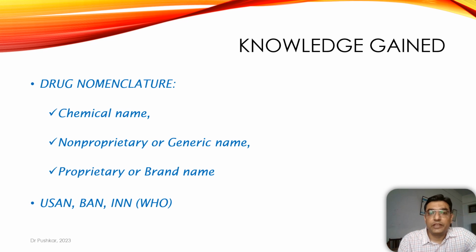So what knowledge we gained today is that drug nomenclature consists of three names. First is the chemical name, second is the non-proprietary name or generic name, third one is the proprietary or brand name. And there are various names which are given by various nations, such as in the US it is the US Adopted Name, in Britain it is the British Approved Name, and there is an international non-proprietary name which is given by the WHO.